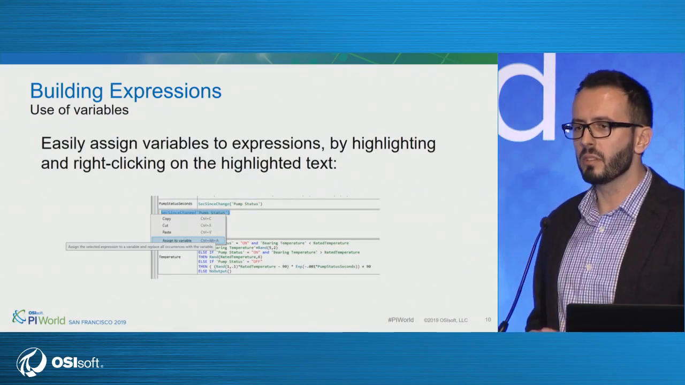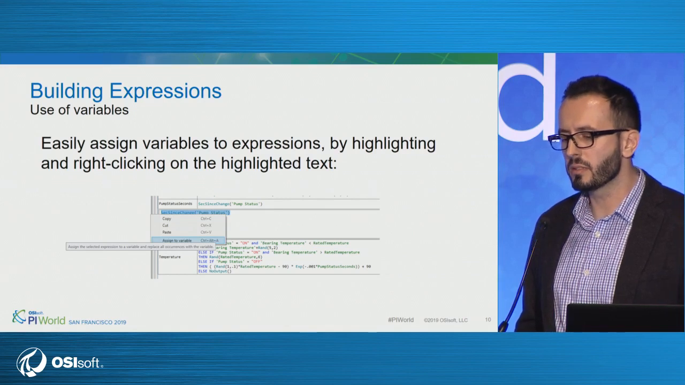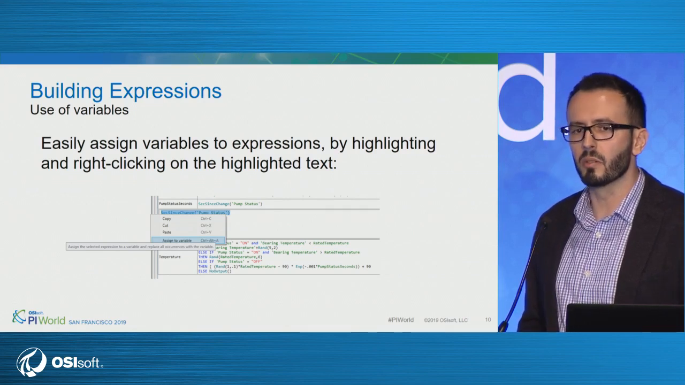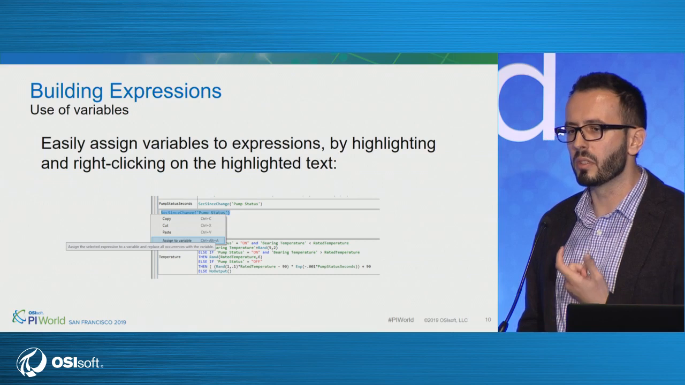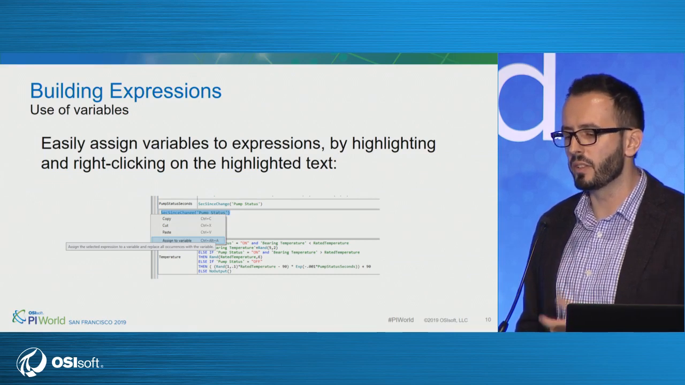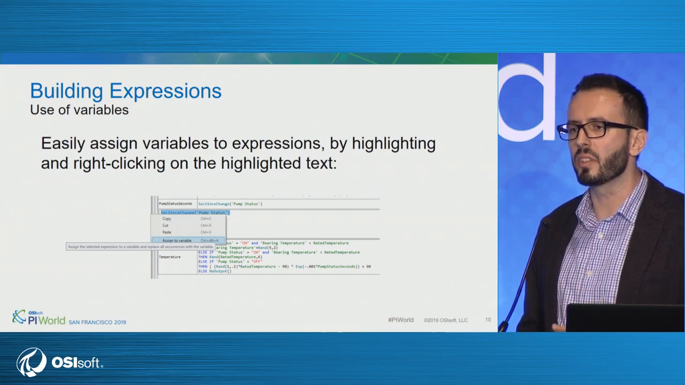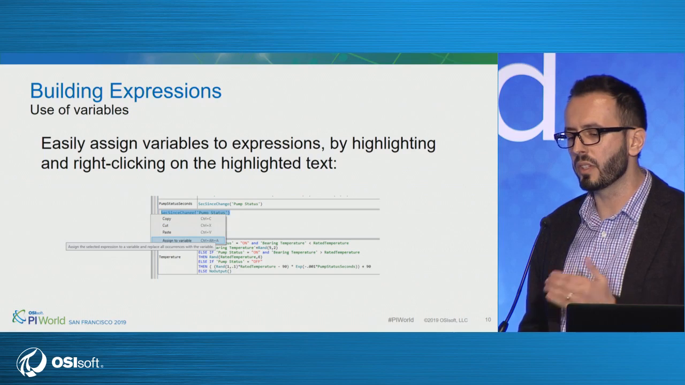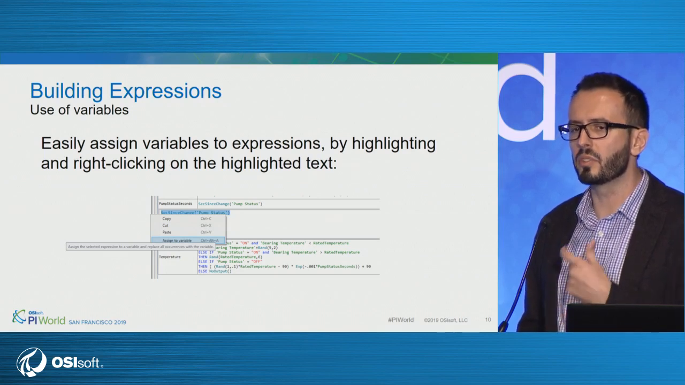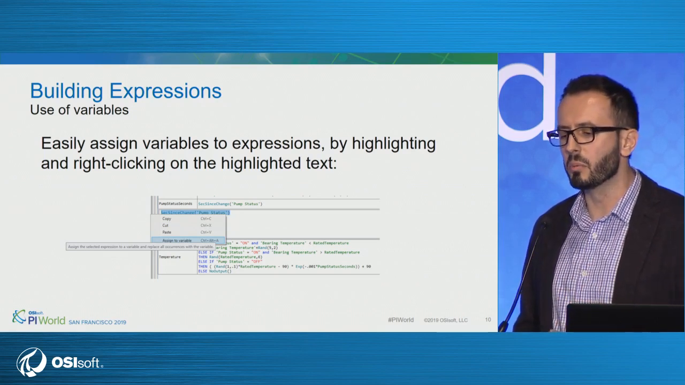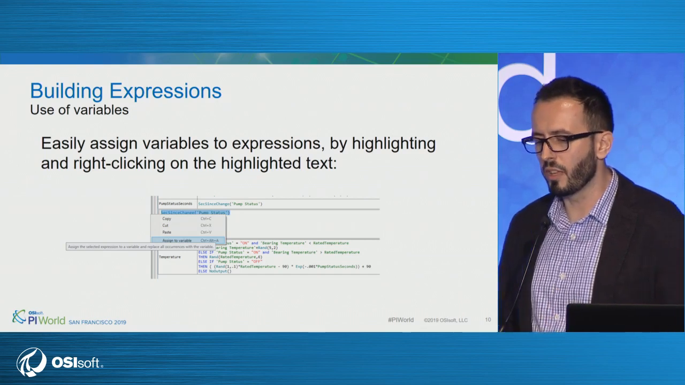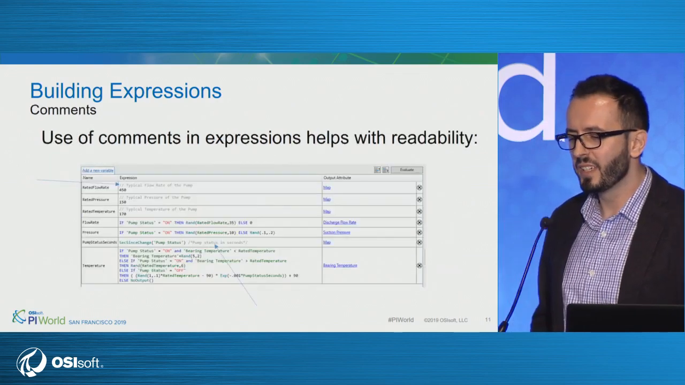A little neat trick to create a variable that I don't know if a lot of people know about is you can easily right-click the text within an expression, and then just say assign to a variable. This will automatically generate a variable for you, assign the expression to it, and then substitute the highlighted text with the variable. I thought it would be nice to mention.